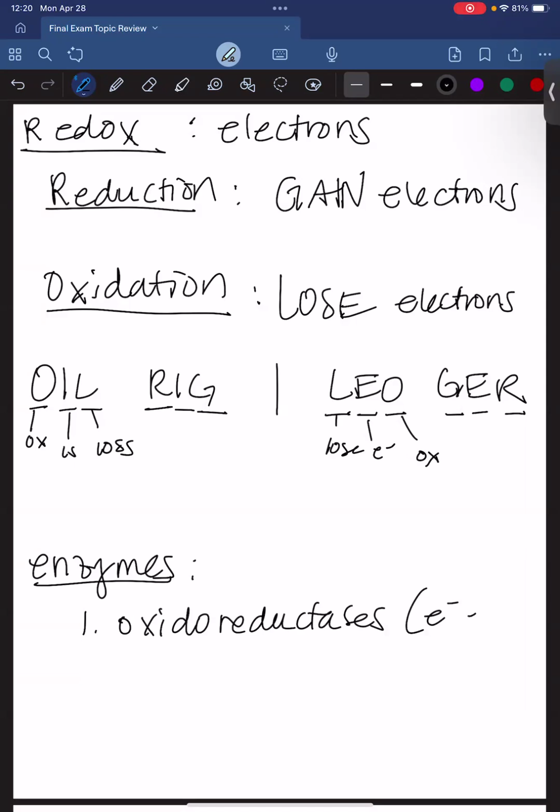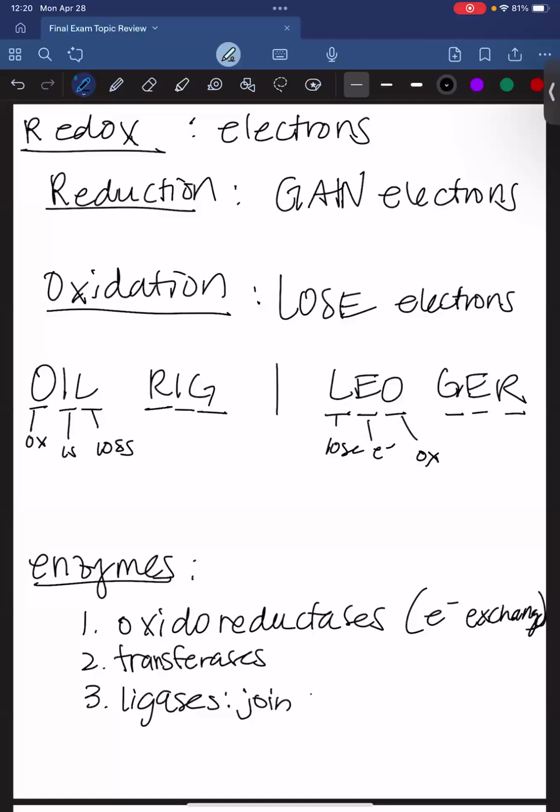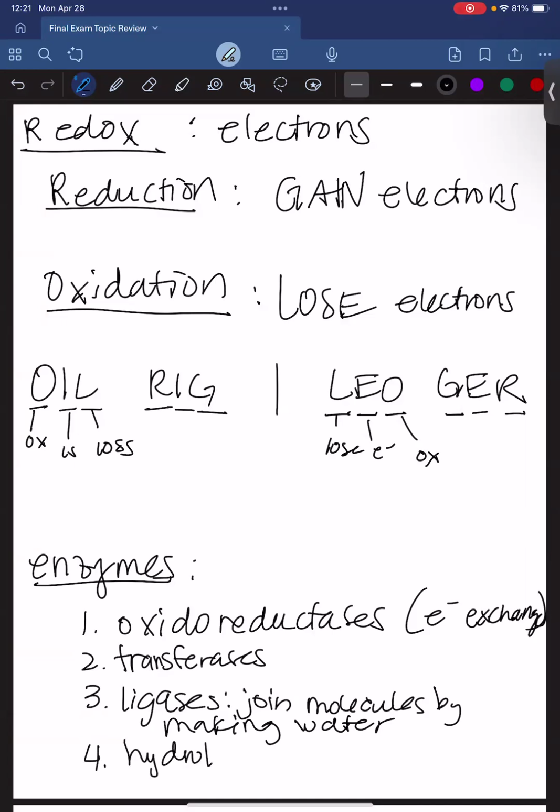This is specifically with electron exchange. We had transferases that literally just transfer chemical groups from one molecule to another. We had ligases. These join compounds, join molecules, they make water. And then we had hydrolysis. Hydrolases.